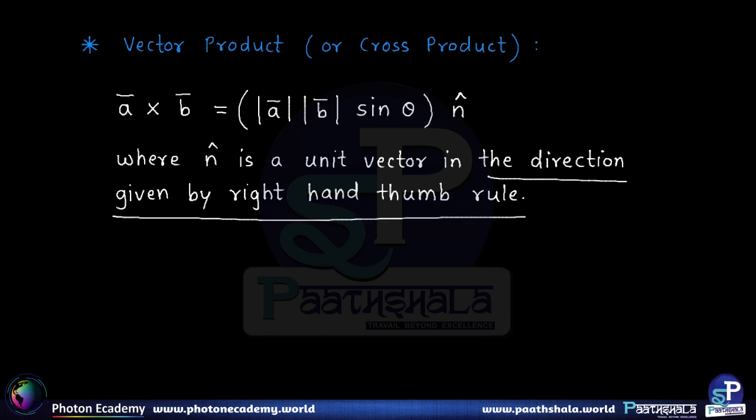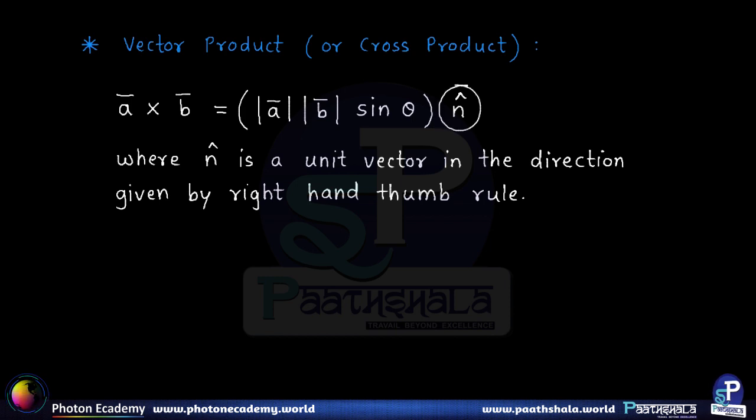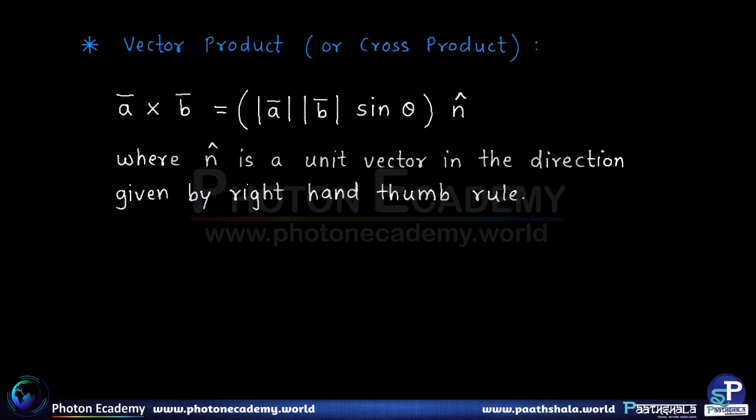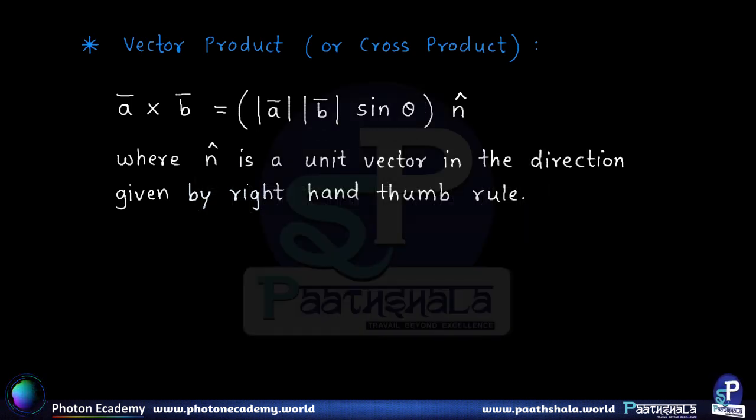So we will see what that n cap is, but just to recap, a cross b is mod a into mod b times sine theta times n cap. Now if you relate it with the scalar product, in the scalar product it was cos theta, but here it is sine theta. Apart from that, the magnitude looks of a similar format. As you can see, a vector product is basically a vector, because there is a presence of a vector in the definition. So let's see how this n cap is determined.